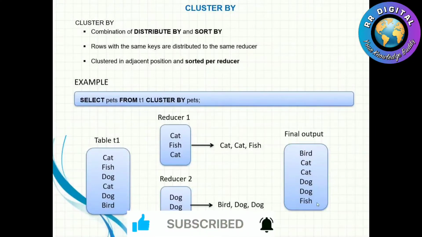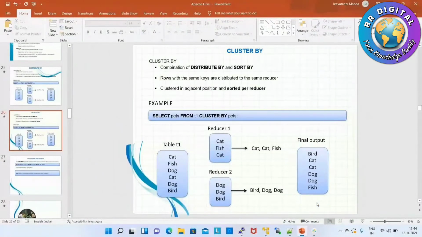So distribute by will give wrong results. Between order by and sort by, if you compare which one will give correct results, order by will always give correct results. Sort by will give false results, okay. So this is about cluster by and distribute by, okay.